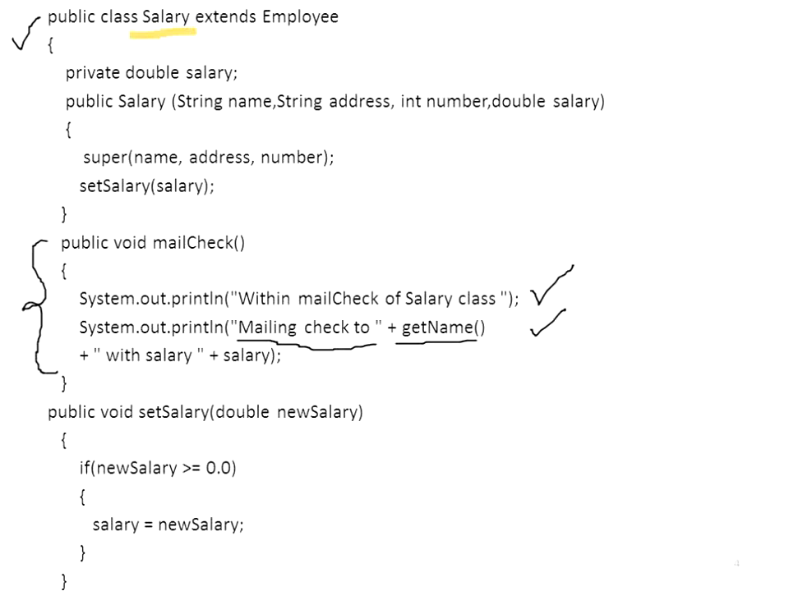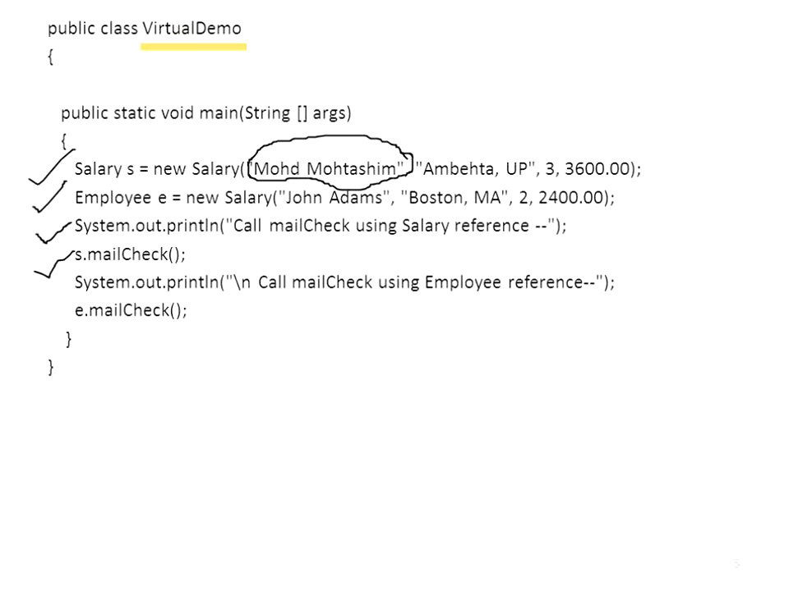Because here we have plus get name, not John, only this name, because you see this is the salary class and S is the object of the salary class. So here we have S.mailCheck, not E.mailCheck. It's not E.mailCheck, it's S.mailCheck. So the name is this one.